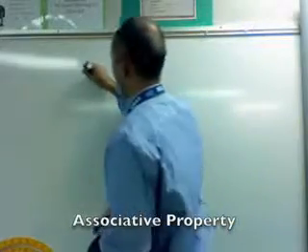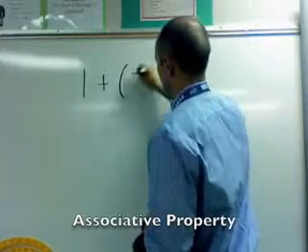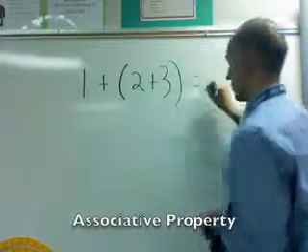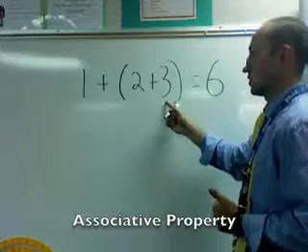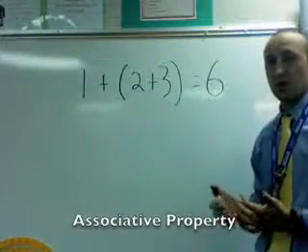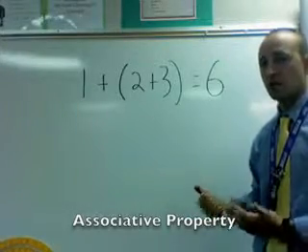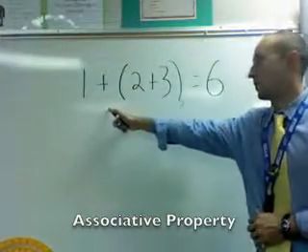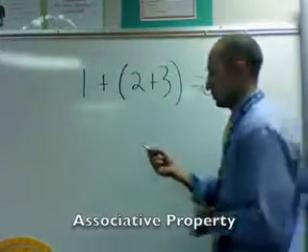Let's say we have 1 plus 2 plus 3. We know we're going to come up with an answer of 6. 2 plus 3 is 5, plus 1 is 6. Now, if we use the associative property, what we're going to do is regroup the numbers. The problem won't change, so therefore we're still going to come up with the same answer. So we read this one as 1 plus 2 plus 3. Okay, now I'm just going to come up with a new group.